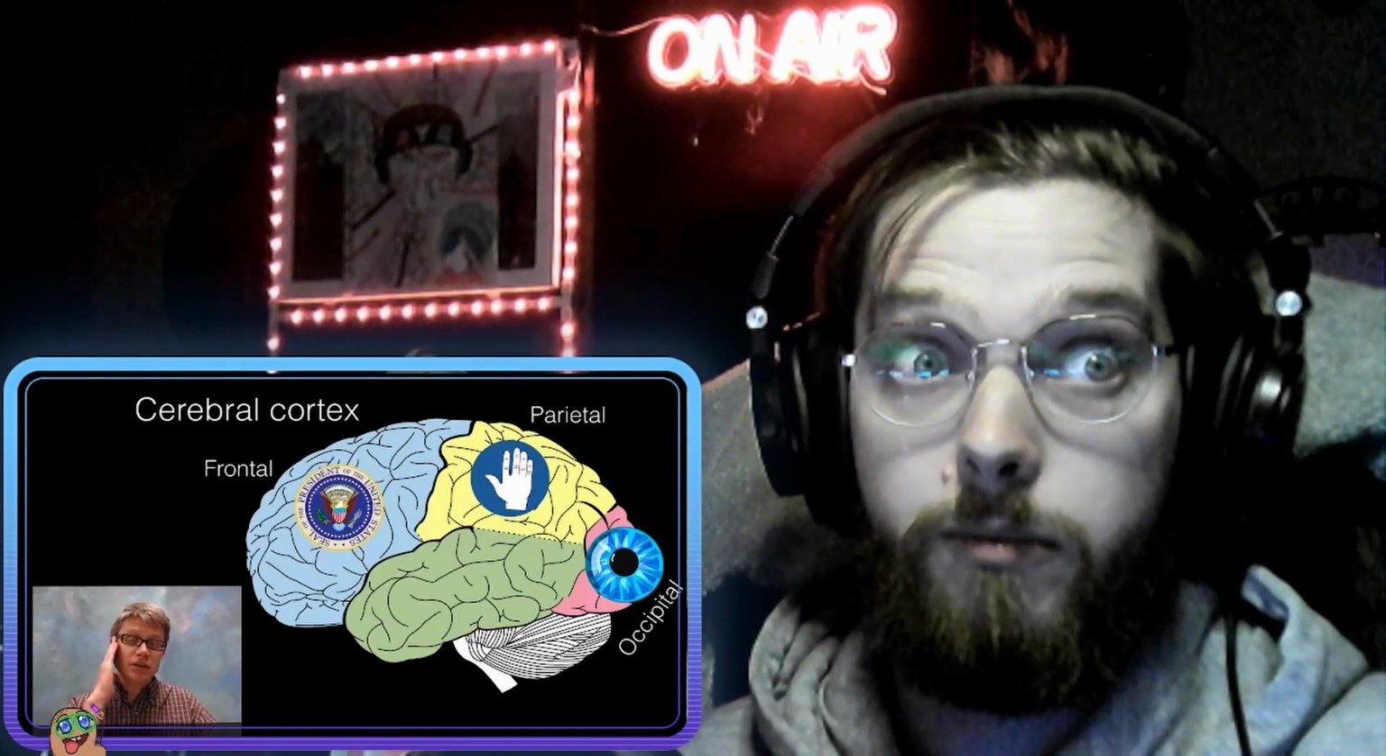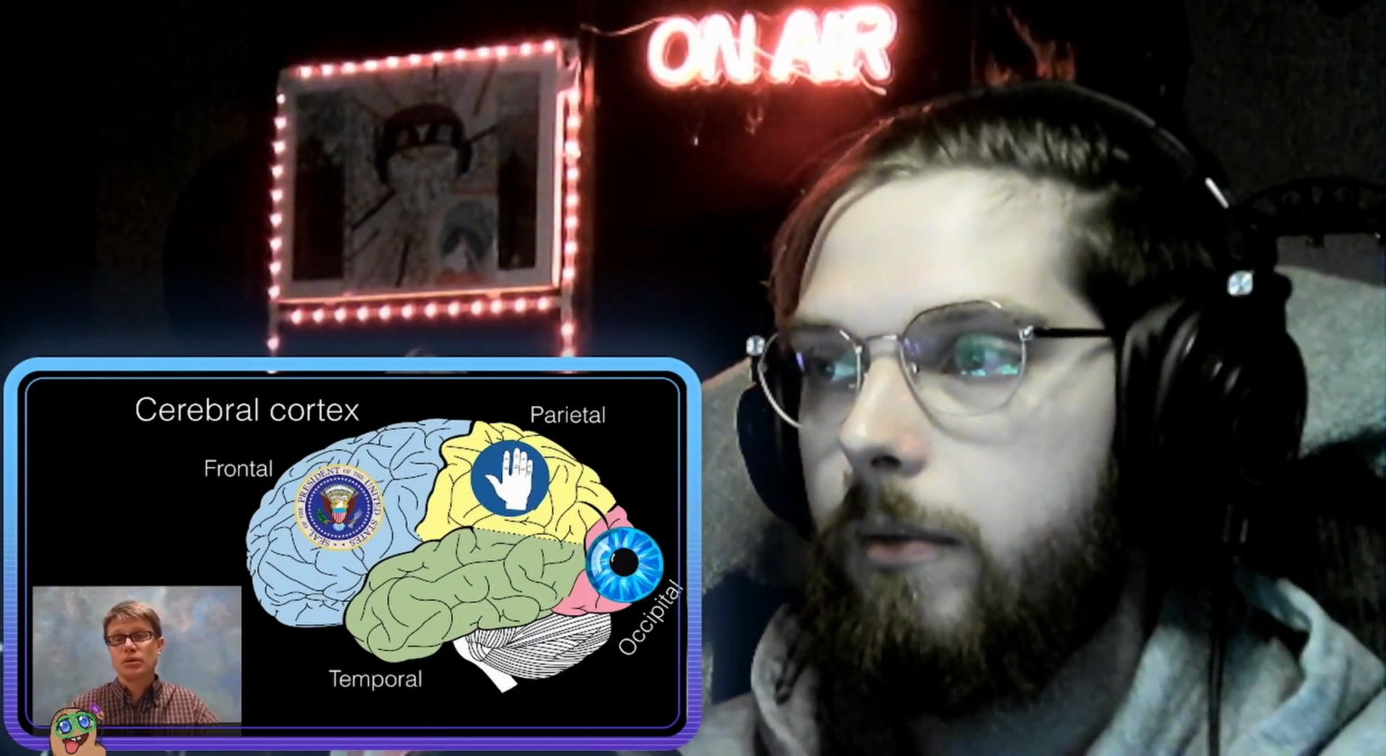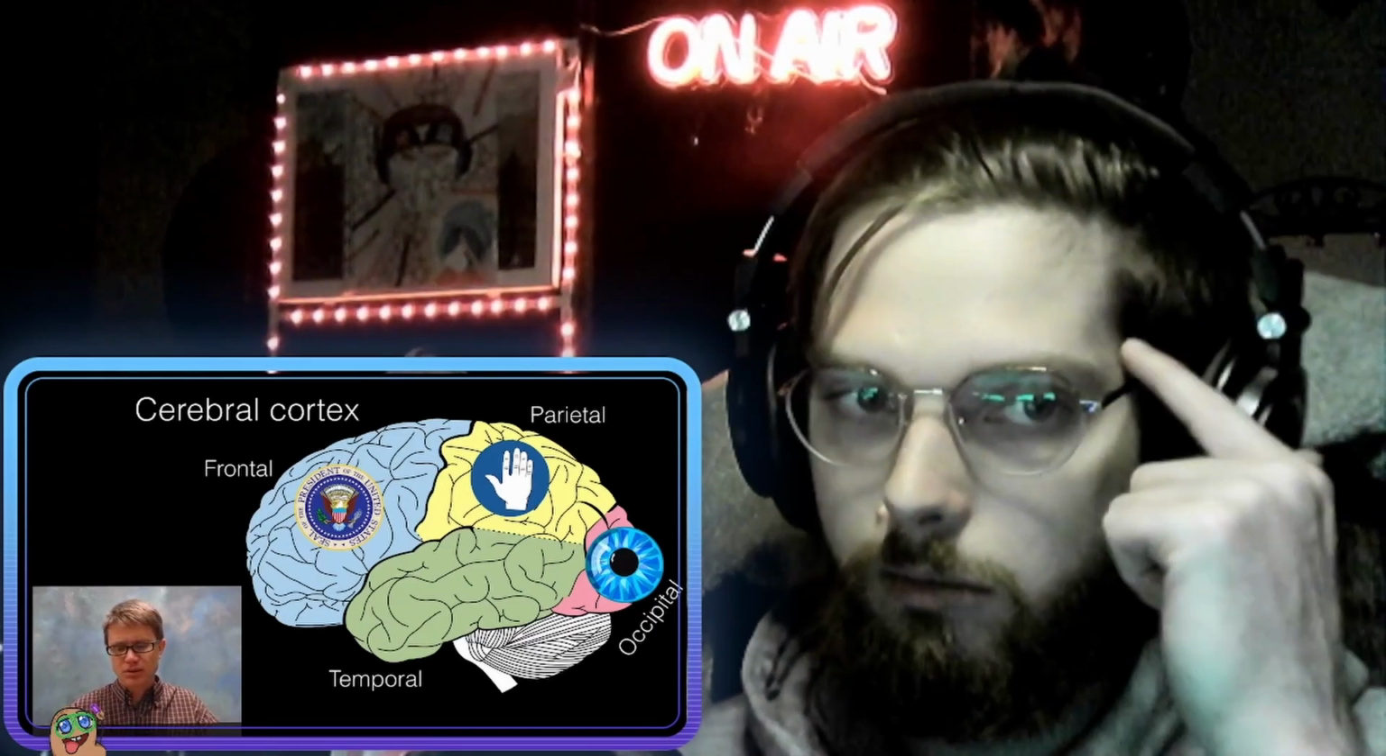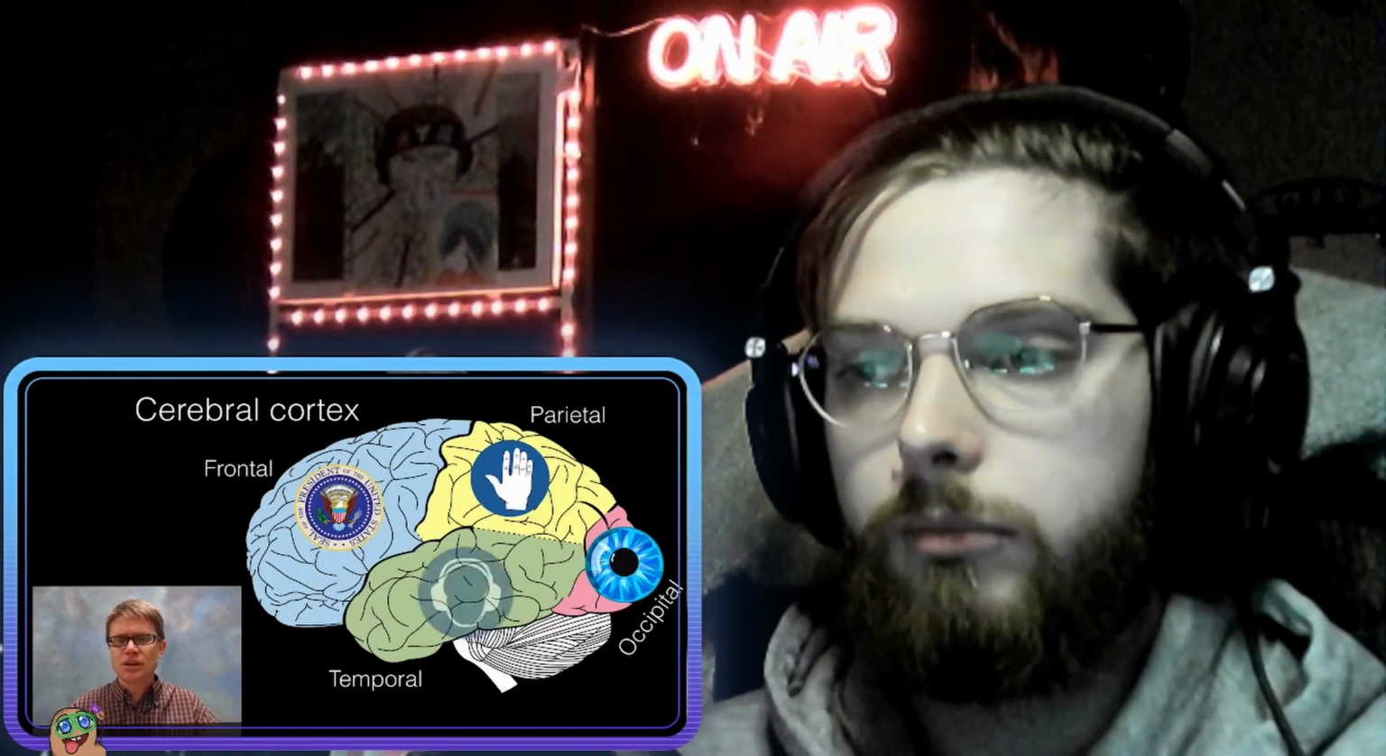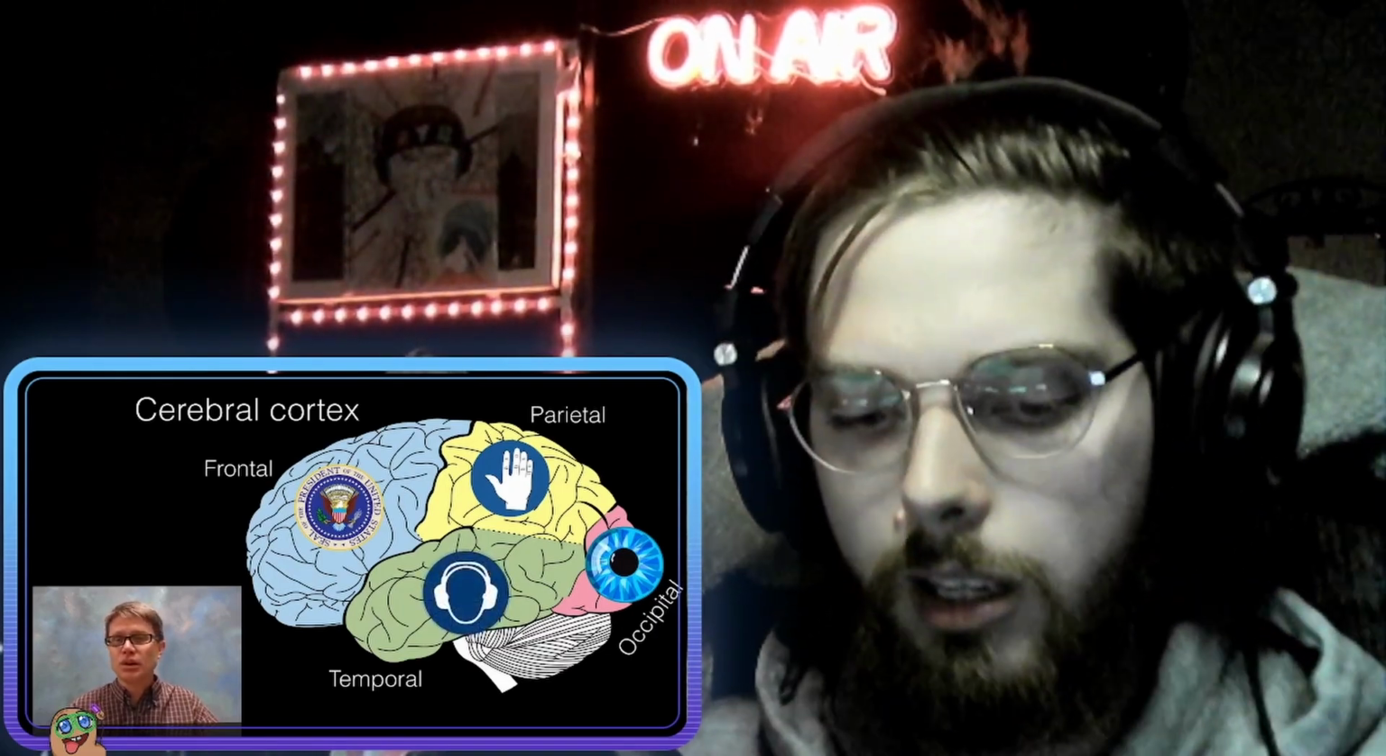And then we moved onto the side, where we have what are called the temporal lobes. The temporal lobe is going to be important in language. It's important in hearing. It's also important in memory. We have a lot of memories.